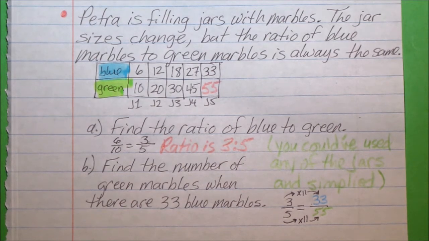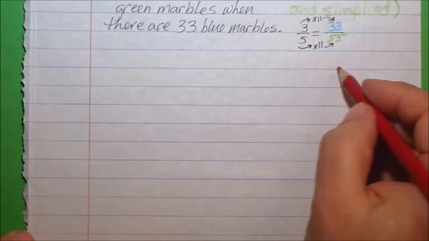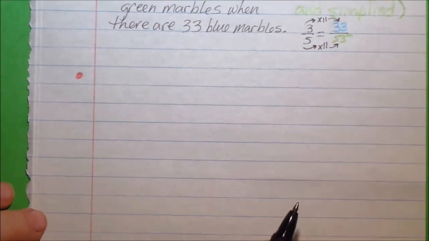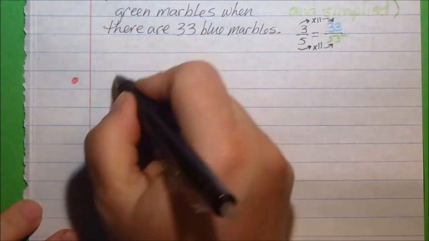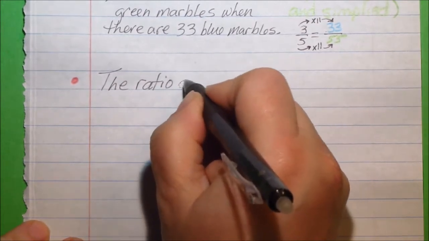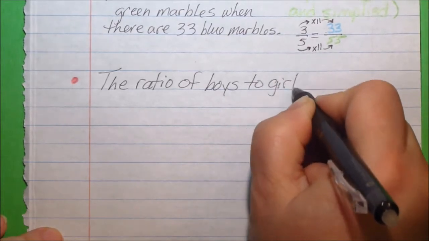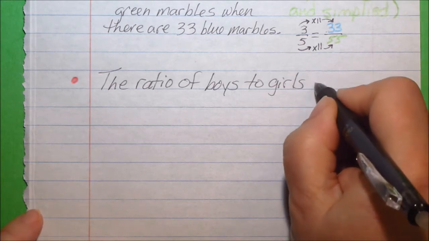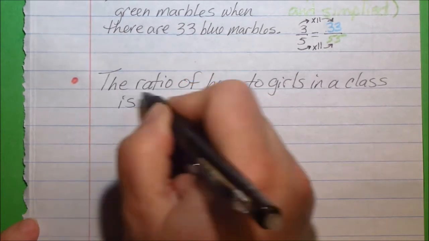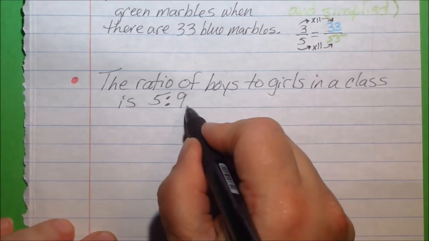All right, so that's all with Petra's jars of marbles. Let's look at another problem. Okay, the next one is, let's see, start here. This is a common problem you'll see in ratios. The ratio of boys to girls in a class is 5 to 9.